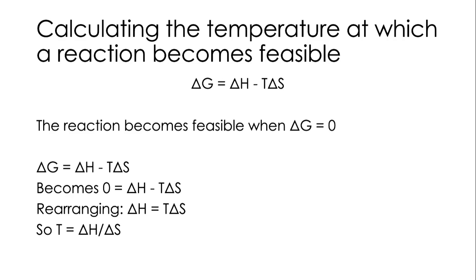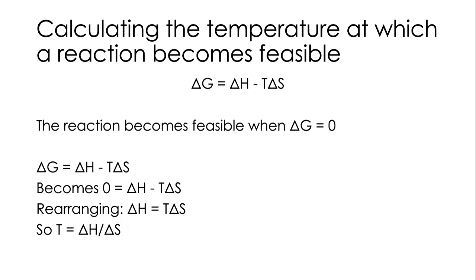There's another calculation that you might need to do. So sometimes you're asked to calculate the temperature at which a reaction becomes feasible. So because a reaction is feasible if delta G is negative, but it's not feasible if it's positive, then the point at which delta G is 0 is the point at which it swaps over from being feasible to not feasible, or the other way around, not feasible to feasible. So when it asks you to calculate the temperature at which a reaction becomes feasible, it's asking what the temperature is when delta G is 0.